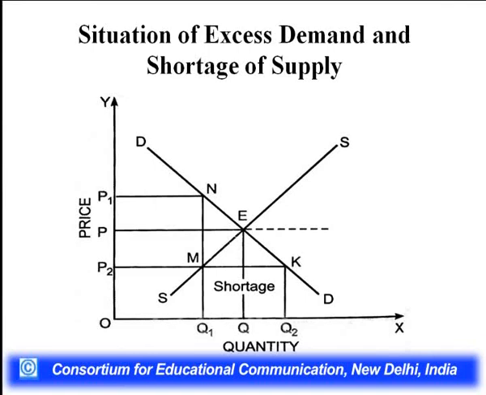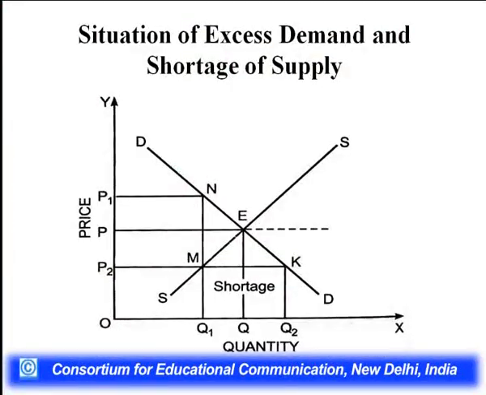Now, suppose that the government wants the seller or the producer to sell their product at less than the equilibrium price for the benefit of the consumer, and it fixes the price of the commodity at OP2. Obviously, it is visible from the diagram that price OP2 is less than price OP. OP is the market determined price and OP2 is the government fixed price.